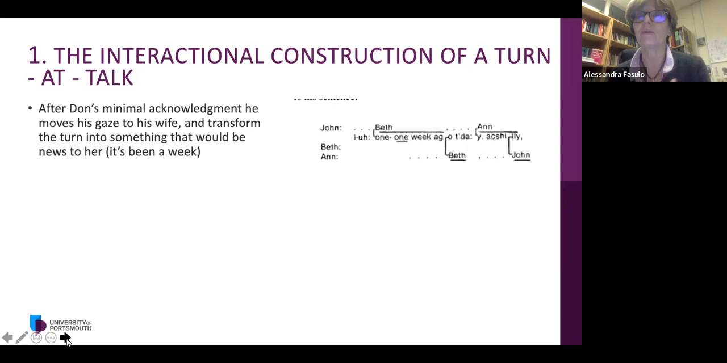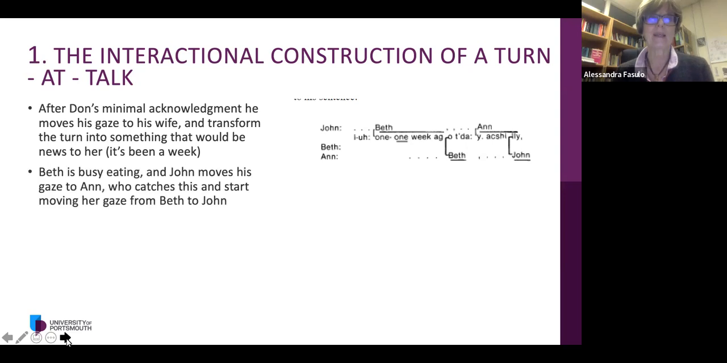So the turn evolves as the audience fluctuates. But then Beth is also busy eating, so she is a non-gazing-back recipient, which is also not how it should work for speaker-audience engagement. And so he moves on to Anne, looking at Anne. And Anne catches this and starts moving her gaze from Beth, whom she was looking at, to John. I know this is complicated.